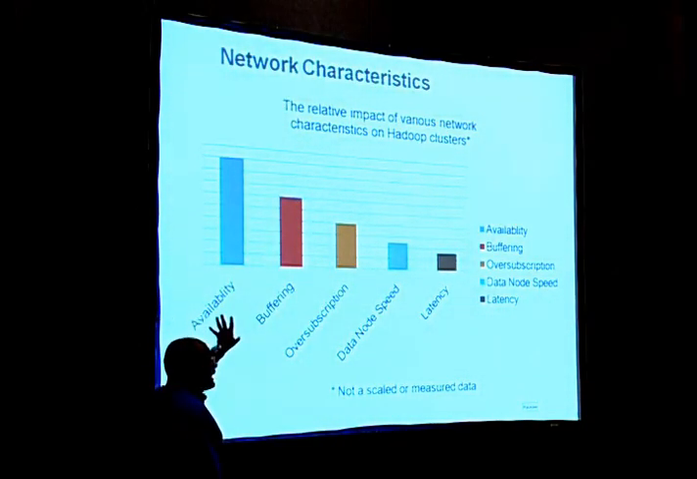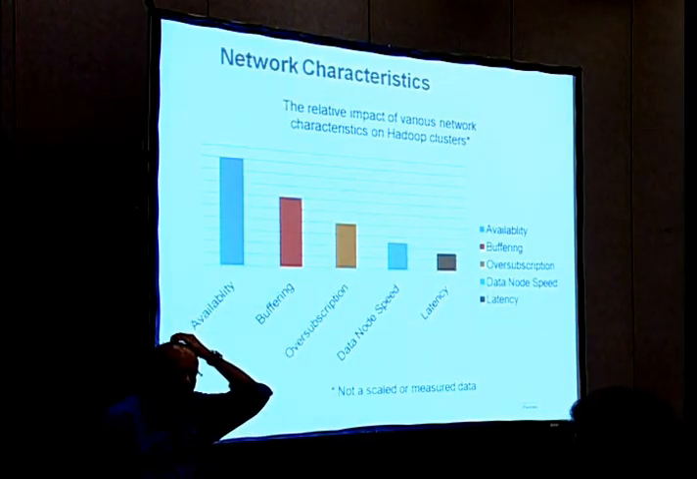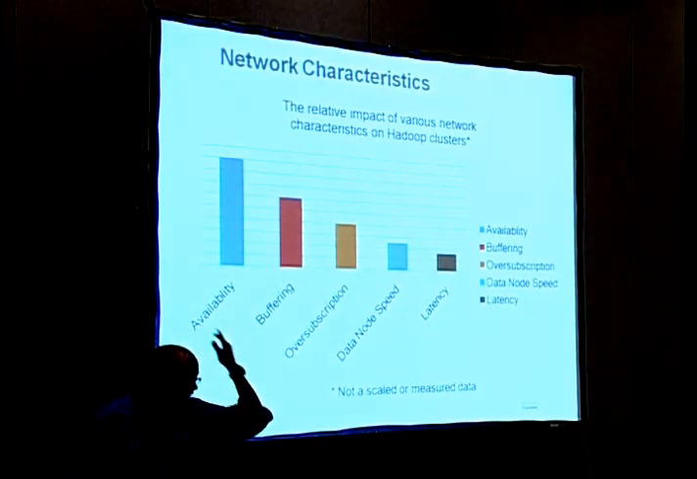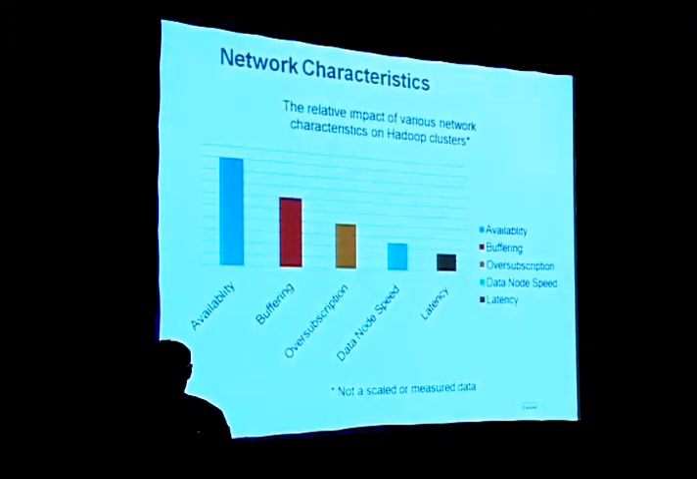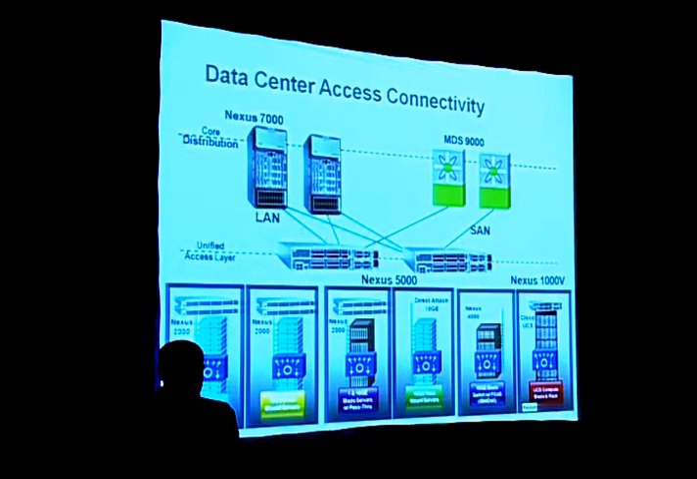Going back to the network side, which I will work on a little bit more, this is the detailed slide that the rest of the presentation is based on. So we have a hypothesis saying that there are a few factors that matter from the network viewpoint: availability being highest, buffering and oversubscription more or less the same, then data node speed and latency, right? This is our hypothesis. The reason is that we have done the work of testing and we believe this hypothesis is true. So let's dwell into that a little bit in a validated reference architecture.